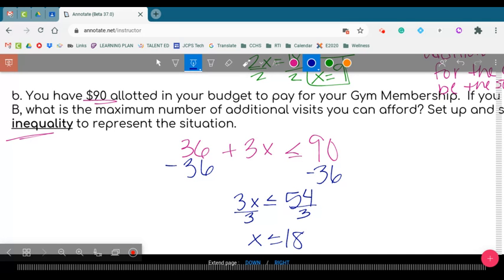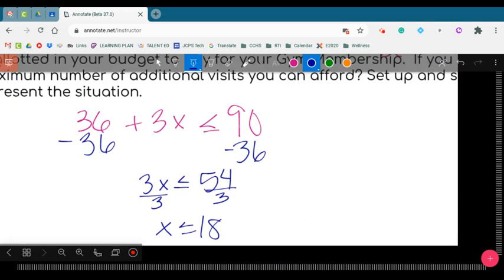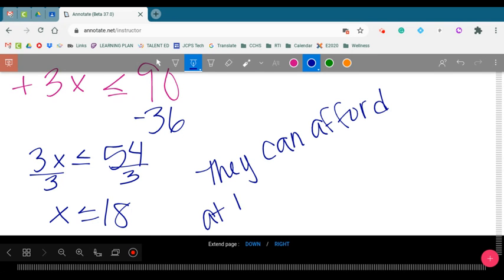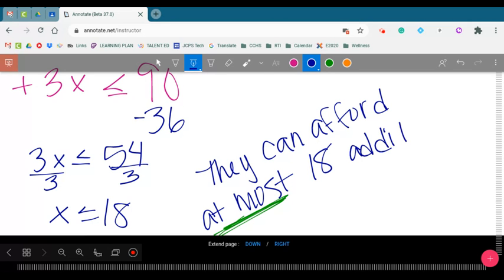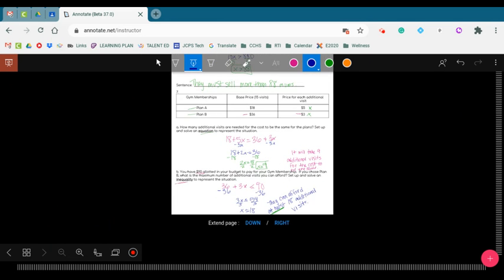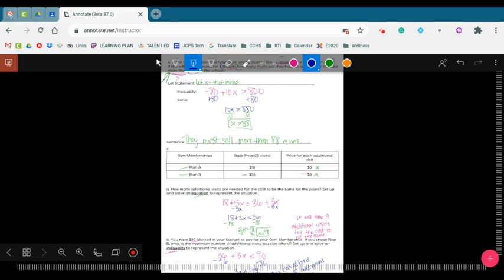So at most, how many visits can they afford? They can afford at most. So make sure you remember that at most part. That's very important. 18 additional visits. Okay, let me know if you guys have any questions on any of our word problems or any of the review from today.